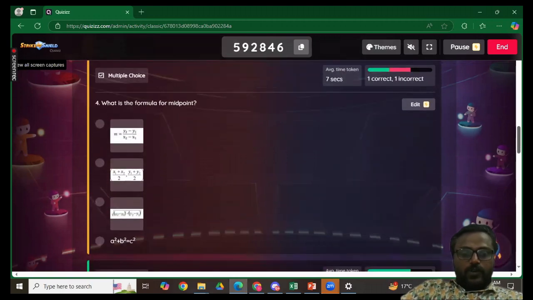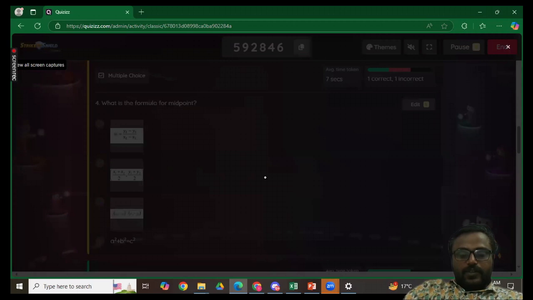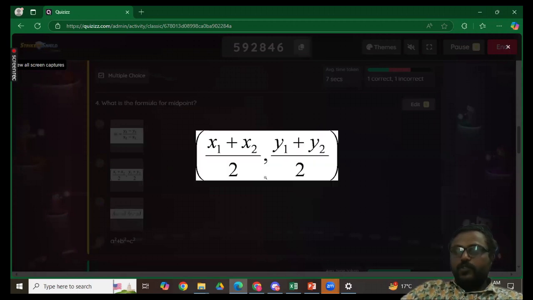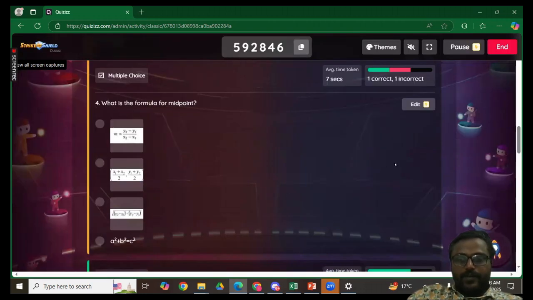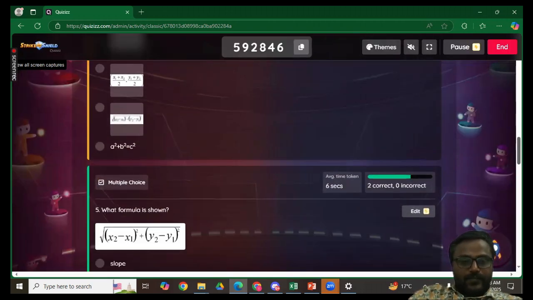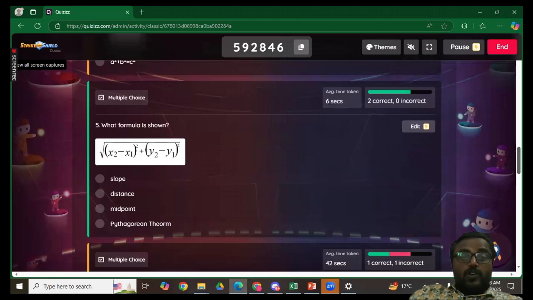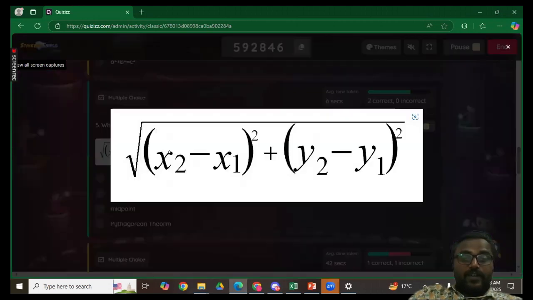What is the midpoint formula? Which I just applied. So this one is your midpoint formula. The average of the x coordinate and the average of the y coordinate is how you will get the midpoint. Next, what formula is shown over here? Easy peasy lemon squeezy. This is nothing but the distance formula which we just discussed some time ago.